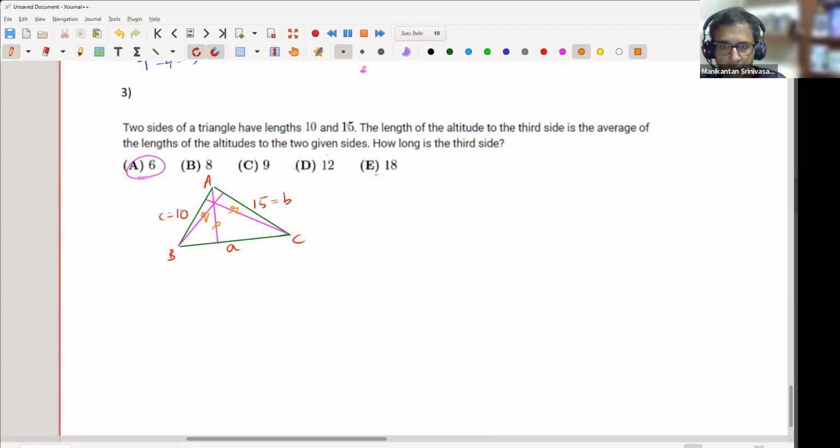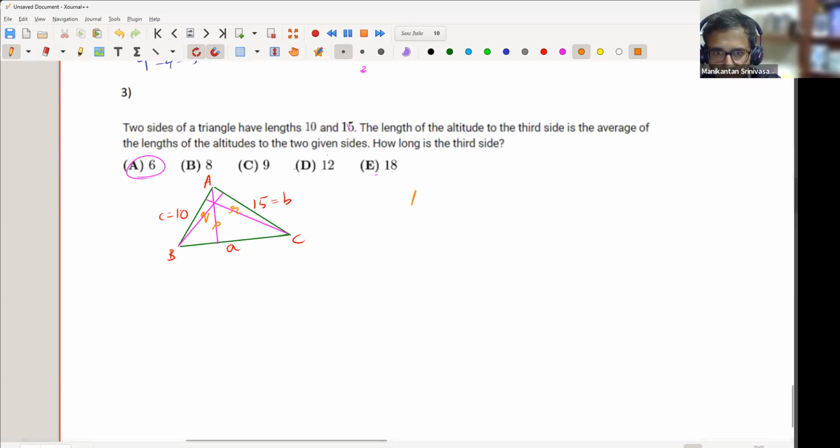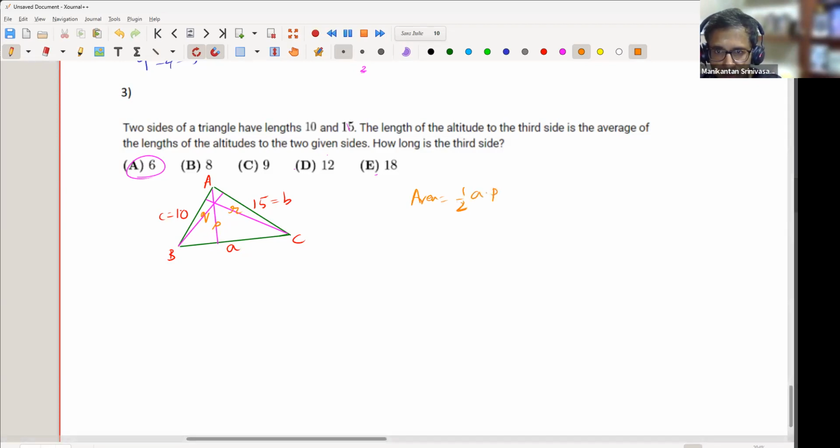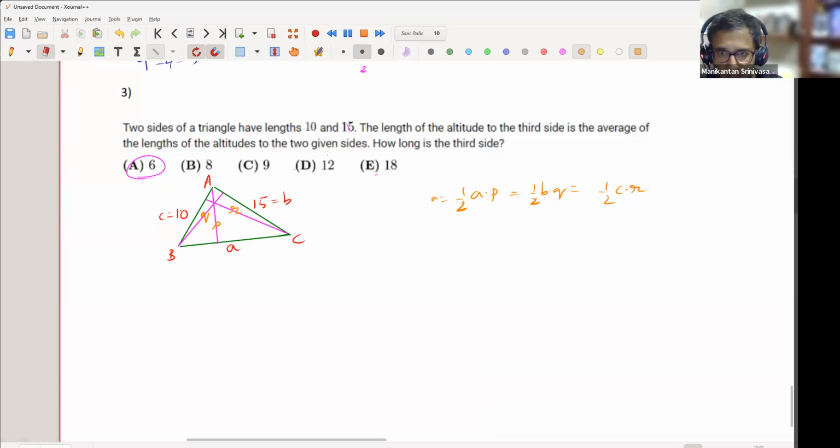Now, what does he say? We know B is 15 and C is 10. That's all we know. Now, altitude means area will automatically come. So what is the area of the triangle? Area is either half into A into P, which is the same as half into B into Q, which is also the same as half of C into R. All three areas are the same. So B and C are given. I'll erase the half and the area so that I can compare without the half. So these three quantities are the same.